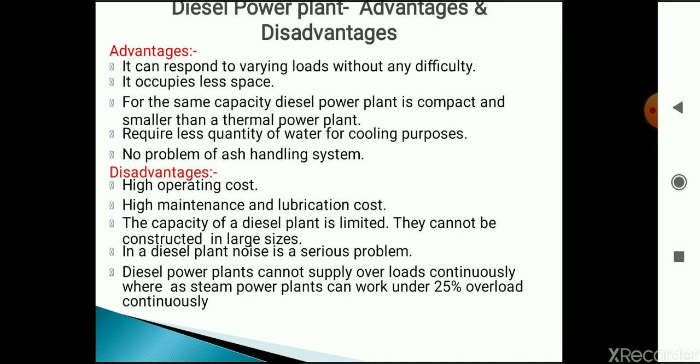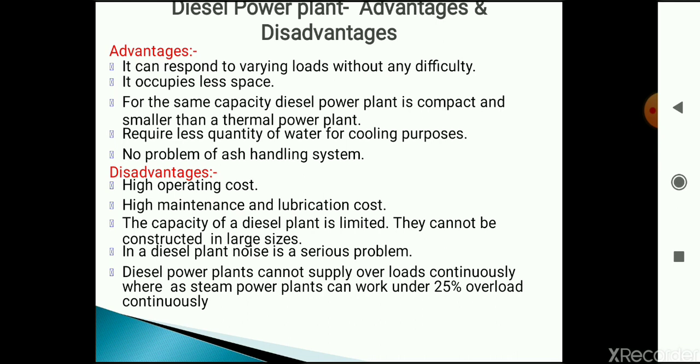Next point is disadvantages of a diesel power plant. First is its operating cost is high because the fuel required is costly. Next is high maintenance and lubrication cost. Third is the capacity of a diesel plant is limited. They cannot be constructed in larger sizes. This is a major drawback. In a diesel plant, noise is a serious problem. In this power plant, we are using a diesel engine. That's why the operation is noisy.